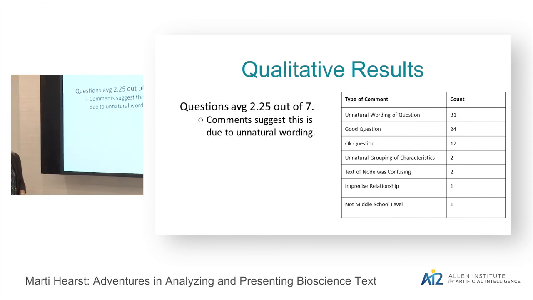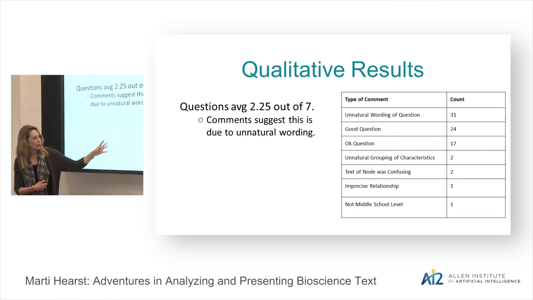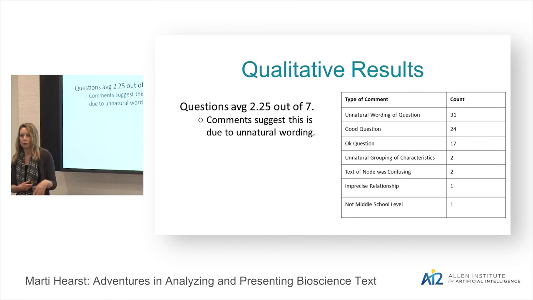In terms of the teacher's comments, the biggest problem was the unnatural wording of the questions themselves, which she noted for 31 different questions. But she did comment that a number of the questions were good or okay. Other issues were that the groupings were sometimes unnatural, or the text itself. She didn't say the text of the node was confusing, but that's how we interpreted it. The relationship was imprecise, or it wasn't middle school level. We had told her they were middle school level questions.